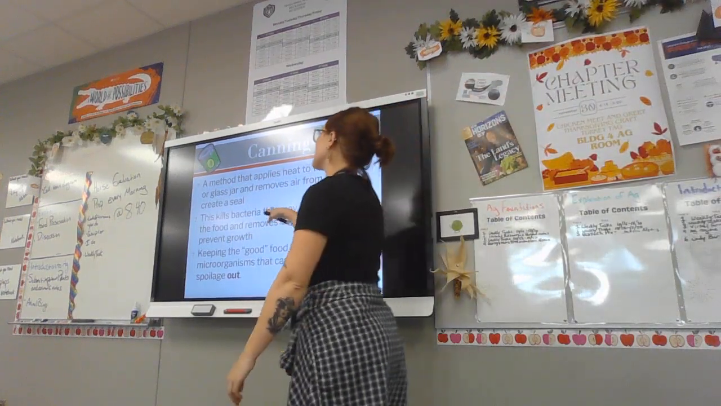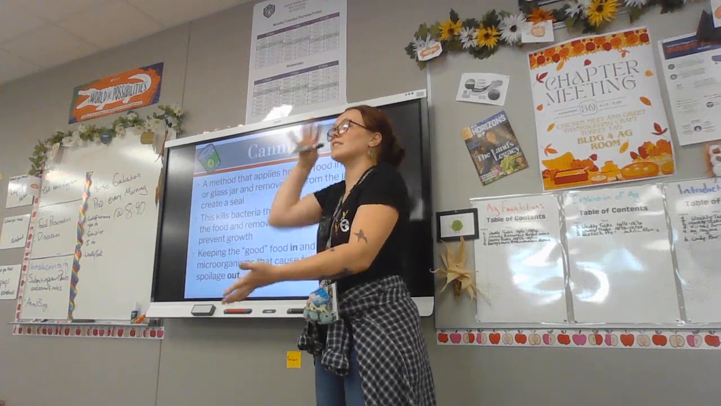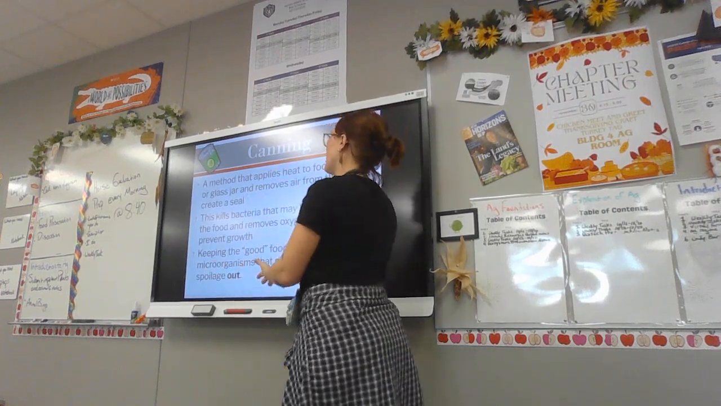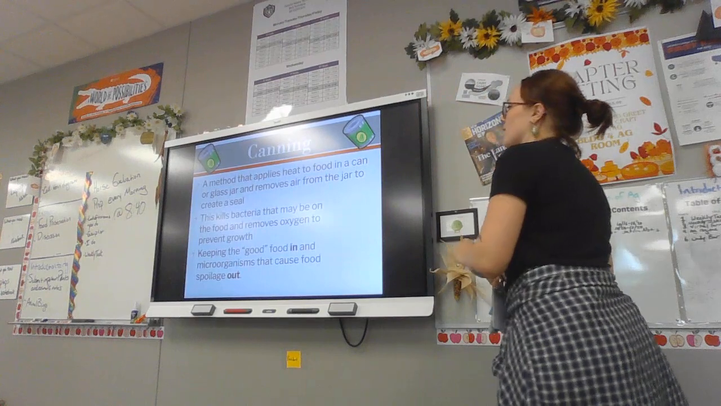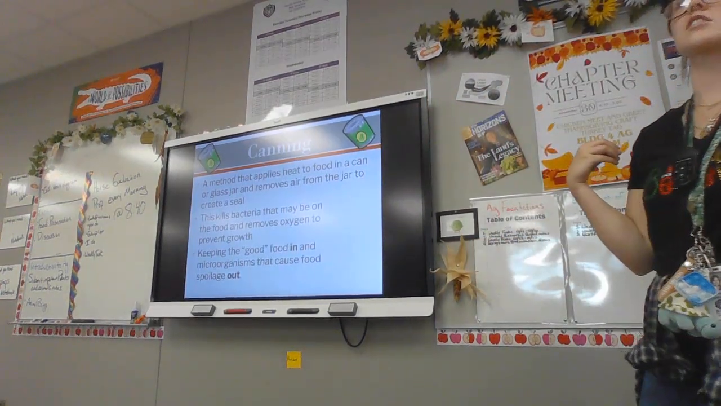Okay, so this kills bacteria that may be on the food, especially because it's heating it. It's like cooking it. That way it's cooked and then it's sealed. That way there's no way anything else can get in. And then it removes oxygen to prevent growth. This is keeping the good food in and keeping the microorganisms that cause spoilage out.